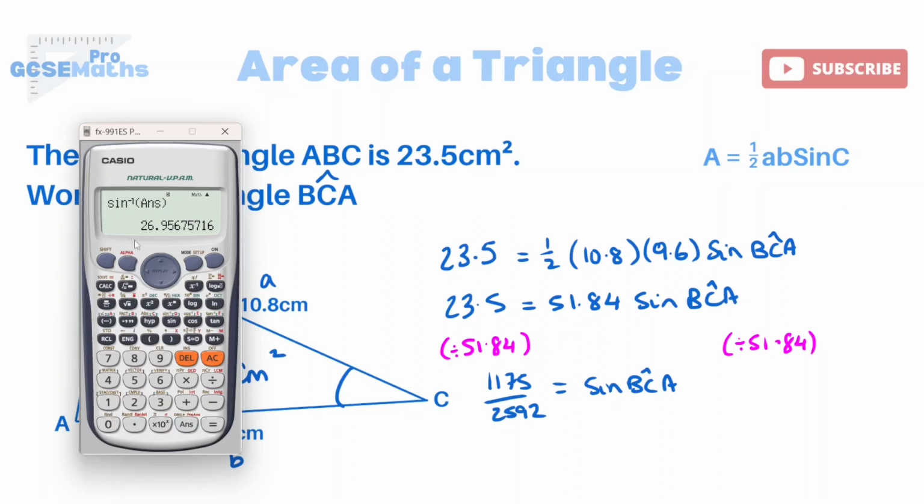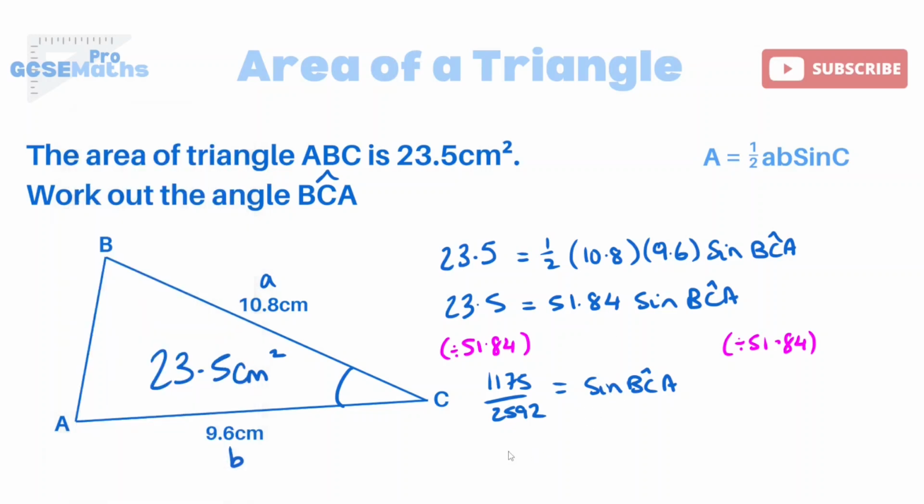Okay, that seems a bit more reasonable. It's now saying 26.95 degrees. I'm probably going to round it to 1 decimal place, so that would round to 27.0 degrees is equal to BCA. Okay, so don't forget at the end to do the sin inverse whenever you're working out an angle with any kind of trig.